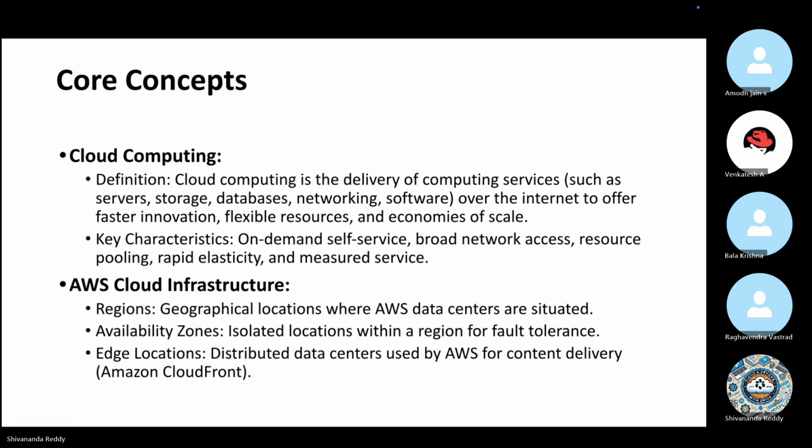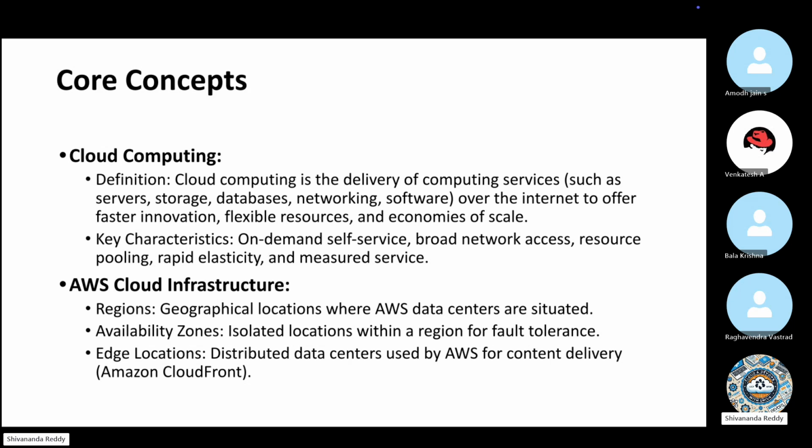Region is nothing but a geographical location where AWS data centers are situated, created. Availability zones are isolated locations within a region for fault tolerance. Then edge locations are distributed data centers used by AWS for content delivery.